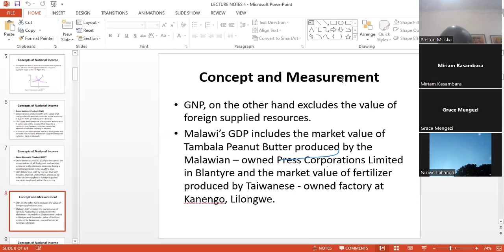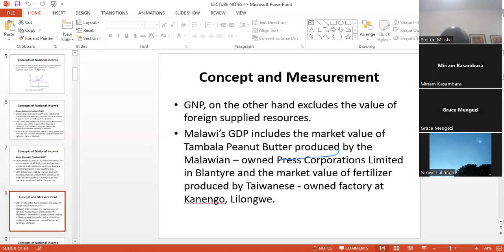Now, there is a caveat. Is it because we're talking about value? Is it that this GDP is growing because of inflation? Or is it growing because we are producing more bags of maize? Or we are producing the same bags of maize, but because the prices have changed, the market value seems to be higher? Those are some of the issues that when you are looking at GDP over a period of time, you should ask yourself whether this really shows that Malawi is progressing.